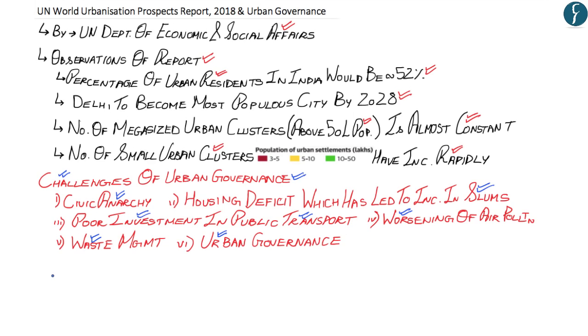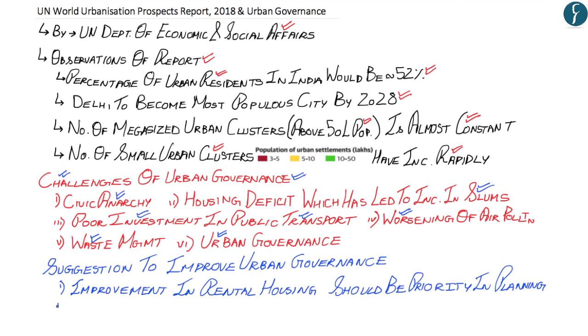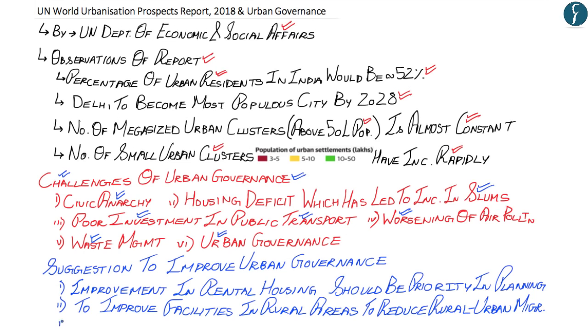Now let us understand what suggestions have been given in the article to improve urban governance. The first suggestion given by the article is that improvements in rental housing should be a priority in urban planning. The second suggestion given in the article is to improve the facilities in rural areas so as to reduce the rural to urban migration. And the third and the final suggestion given in the article is to empower local governance. Now, hopefully, up till here, you've also understood the suggestions given in the article to improve urban governance.